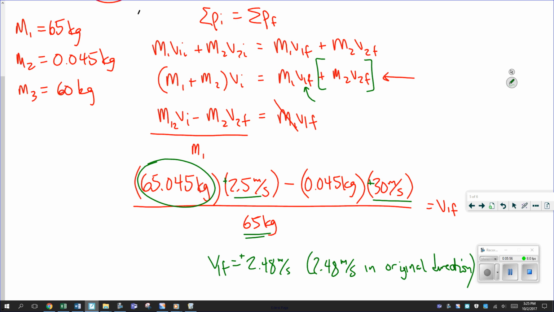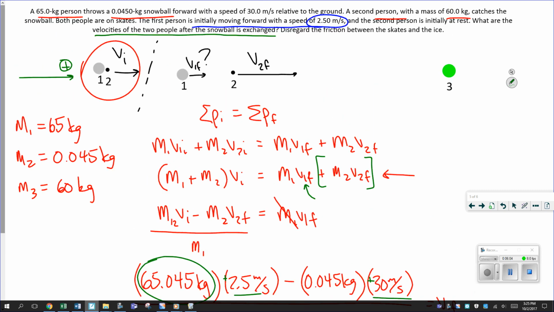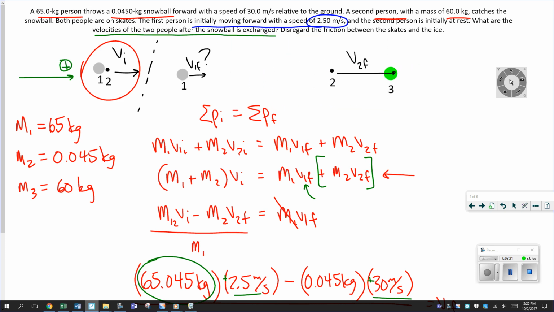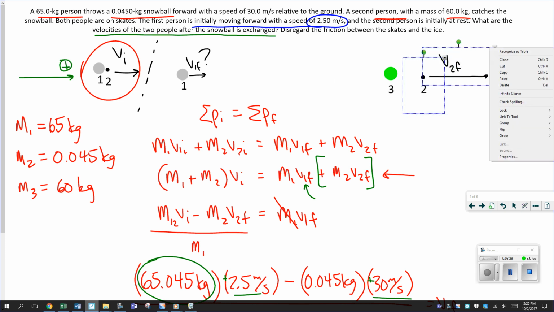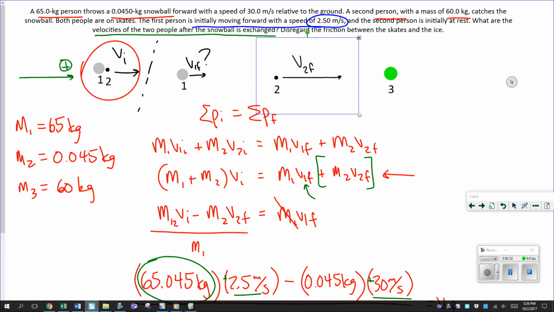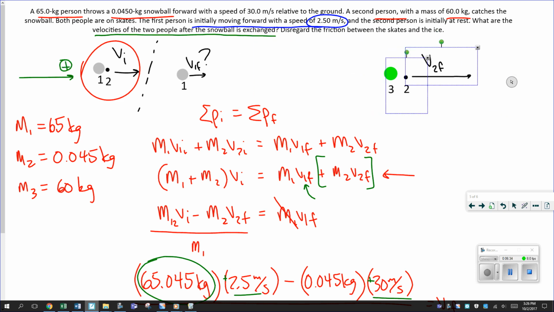Okay. Now, the second part kind of picks up where this part left off, right? And that is that the snowball, now moving at this speed, comes and bumps into that other person. So we've got to handle the interaction of the snowball sticking to, we assume, the other person.